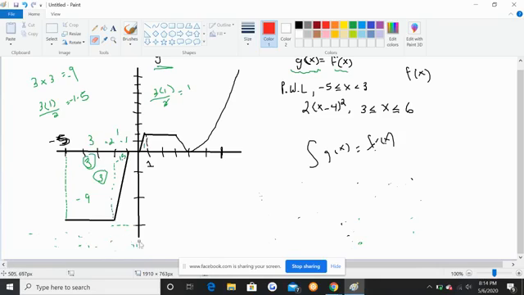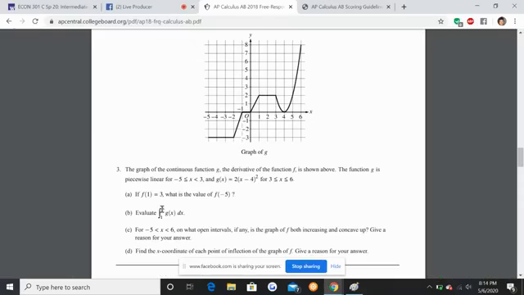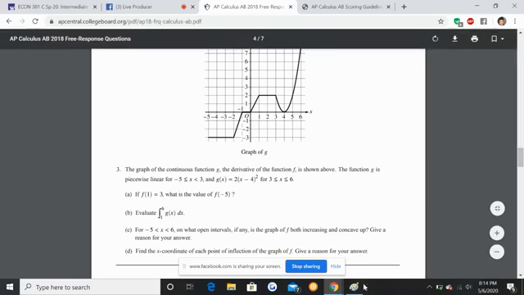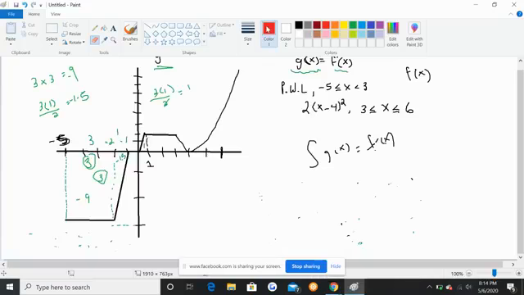Okay. So we know 12.5 was the answer. Now our second question is evaluate the integral from 1 to 6 of g of x, right? We want to get the integral of g of x on the boundary of 1 to 6.